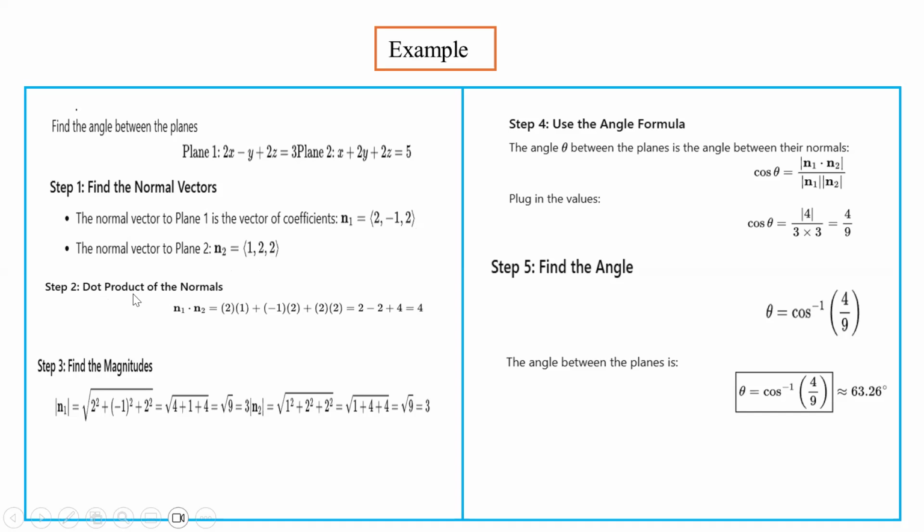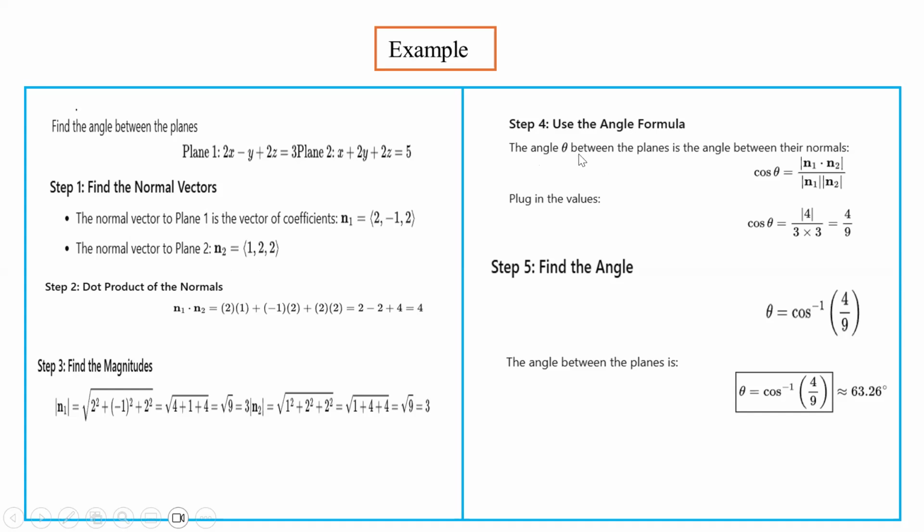Now step 2, we're going to find the dot product of the normals. So we're multiplying the two normals. When we do that, we'll have a value of 4. The next step, we're going to find the magnitudes. The magnitude of N1, when we substitute into the formula, is 3. And when we substitute into the formula to find the magnitude of N2, we also have a value of 3. So step 4, we're going to use the angle formula again.